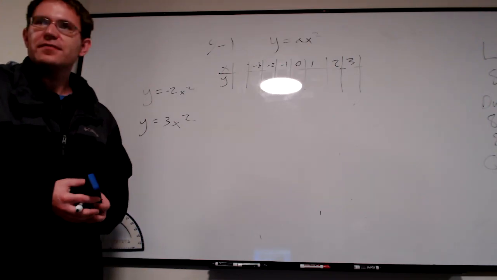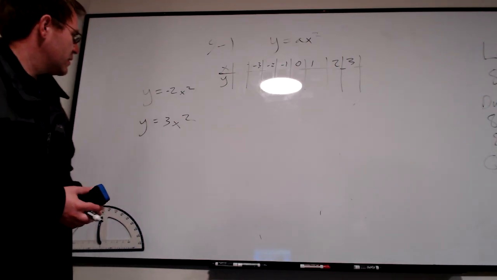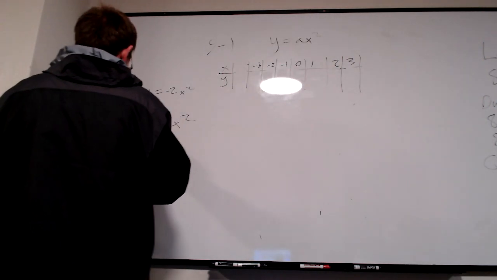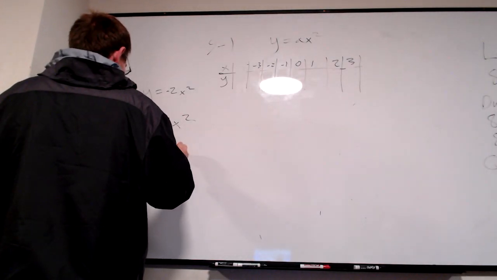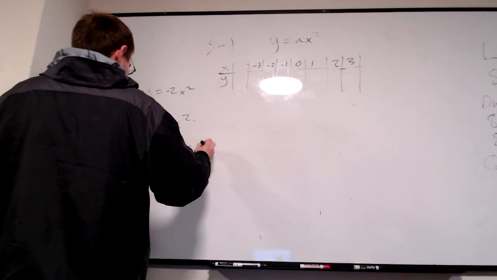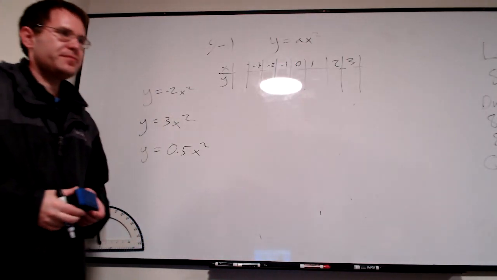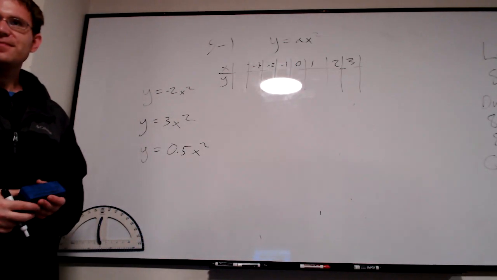I'm gonna throw in one more. y equals 0.5x squared. You've got 3 tables to make right now.